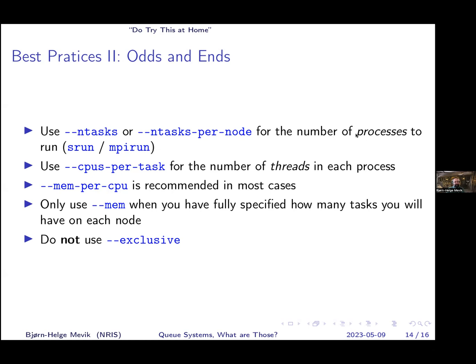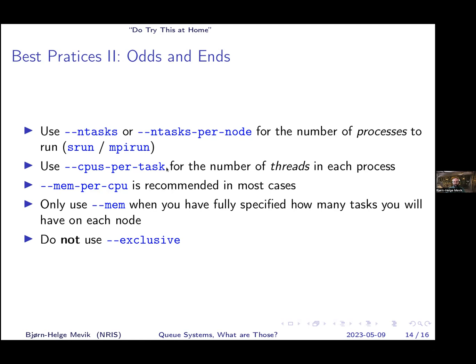So, as we said before, use ntasks or ntasks-per-node to select the number of processes to run, which is what Slurm calls tasks in the step. So if you run srun, mpirun, that's what you select. If you don't specify anything, you get 1, which corresponds to running 1 process. And then use cpus-per-task for the number of threads for each process. So if you have a standard MPI run with a single-threaded MPI job, then you don't have to specify this, because the default is 1, and you get the number of processes, 1 CPU per process.